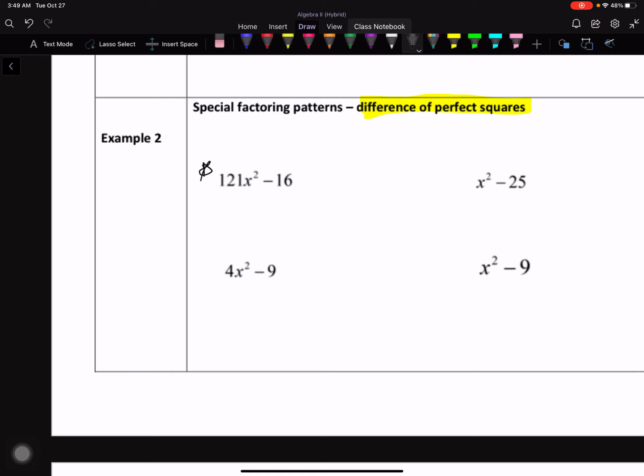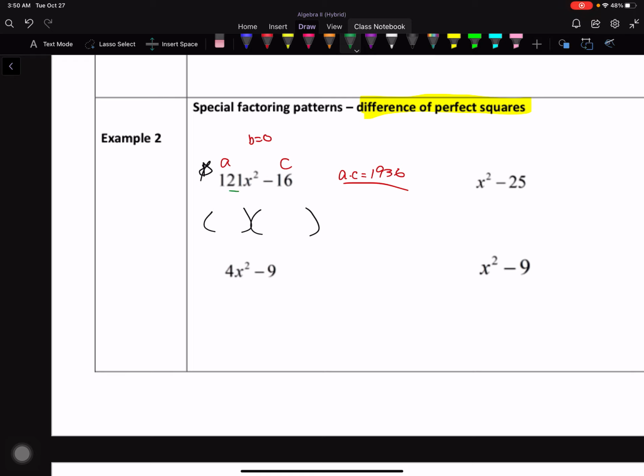So I can use a shortcut here instead of the box method, which is going to save you a ton of time. Because if we were doing the box method, you would take a times c, 121 times 16, which is 1,936. And then you'd be finding factors of 1,936 that add up to 0. Since there's no b term, it would be 0. And that could be a lot of work. So if you recognize it's a special case, let's just jump to the shortcut.